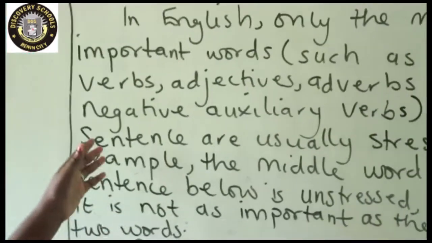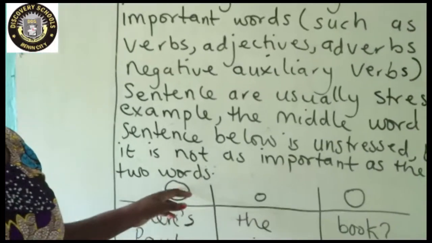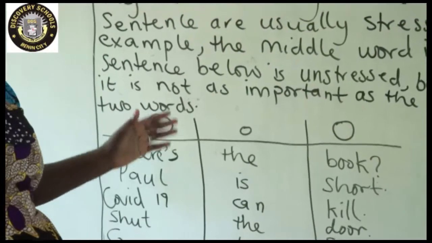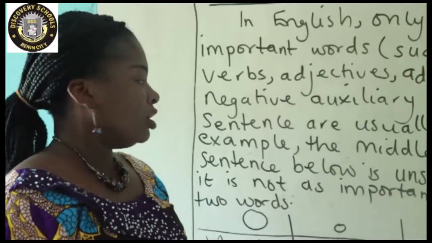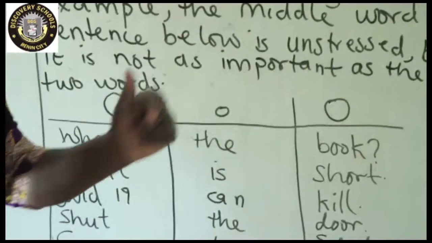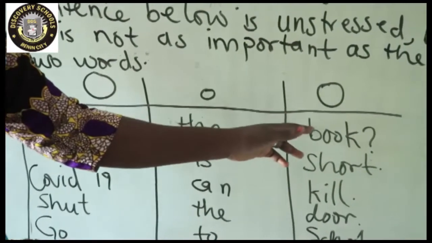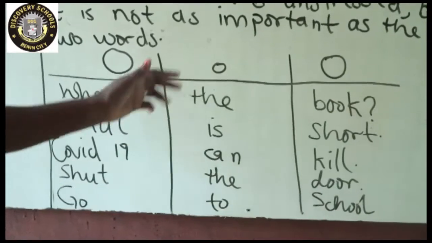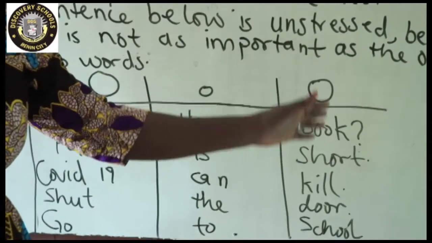So, if we look at the board carefully, we'll discover that we have what? A capital O and a small letter o. The essence of this is to tell us where the stress is in these sentences, as the sentences have been divided into three. So the first part is, where is the book? In "where is the book," the "where" is what? It's stressed. "Is" is not stressed, but "book" is what? Stressed. So again, the capital O shows you the stress in the words, while the small letter o shows you the ones that are not stressed, and this capital O again shows you the stressed words.